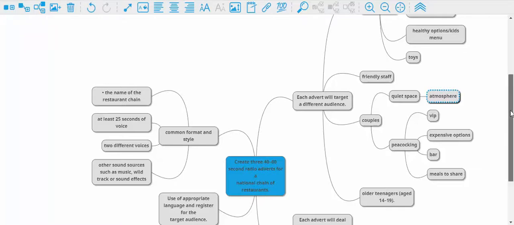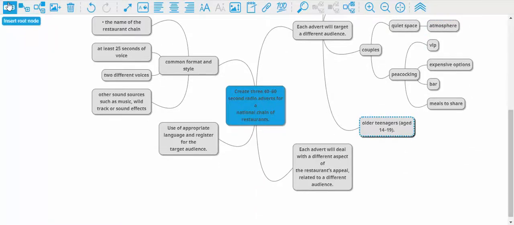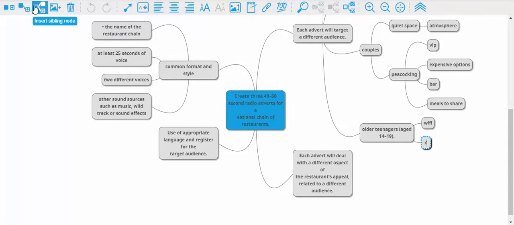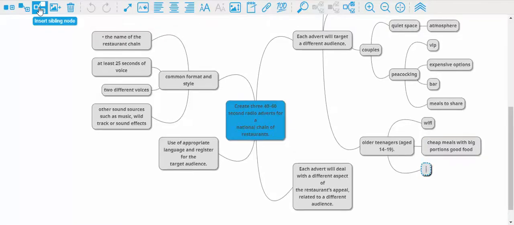Okay, and then older teenagers. What do older teenagers want? Well, quite frankly, you're going to be in a better position to come up with that than I am. I would take a guess that they're probably going to want Wi-Fi, and they're probably going to want cheap meals with big portions, but good food. They've got disposable income, but they haven't got a lot of disposable income, so they want to make their money last. They're probably going to want group areas.